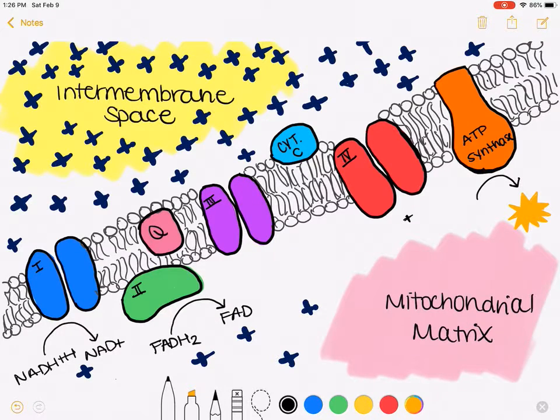It's important to note that proteins 1, 3, and 4 are protein pumps. This means as electrons are pulled through, protons are pumped into the intermembrane space. ATP synthase at the end uses the gradient, which we'll talk about later.